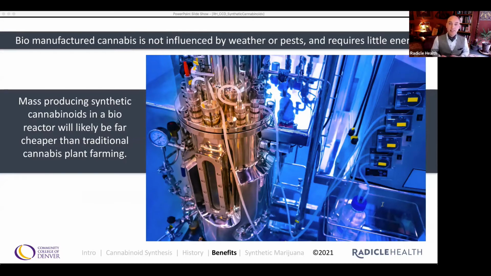Biomanufacturing enables a consistency that's impossible to replicate in plants. It is not influenced by weather or by pests. It requires less energy than indoor cannabis grown plants. And synthetic cannabinoids can be patented. Companies are really reticent to invest in the research and development of a therapeutic substance if there are no guarantees that their intellectual property will be protected.